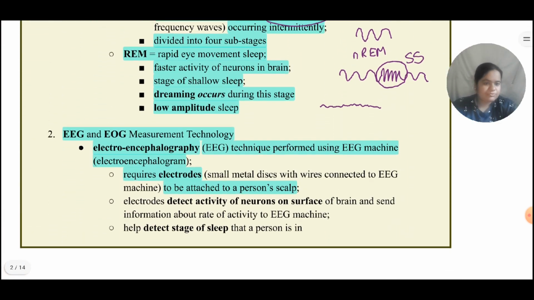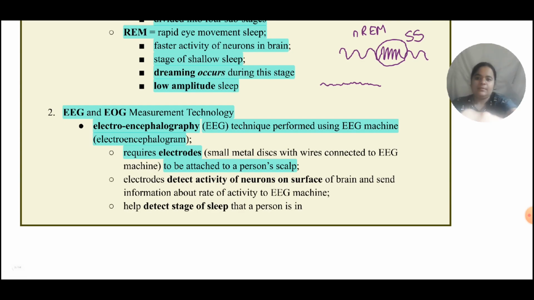So coming back to our point, we were seeing that electrodes need to be attached to a person's scalp. We just saw why. These electrodes detect activity of neurons on the surface, as we discussed. They send that information to the machine. Once the machine comes to know the waves, frequency, and amplitudes, it can tell us whether the person is in NREM stage of sleep or REM stage of sleep.